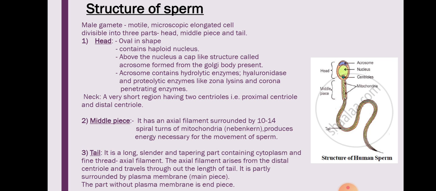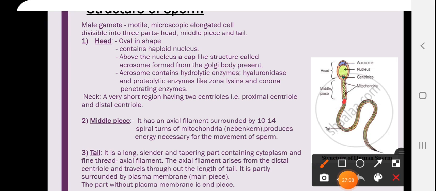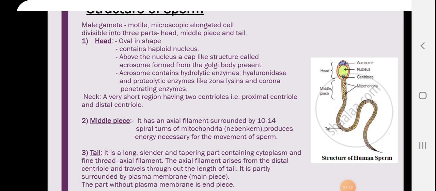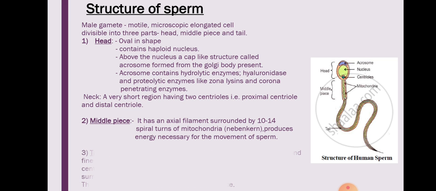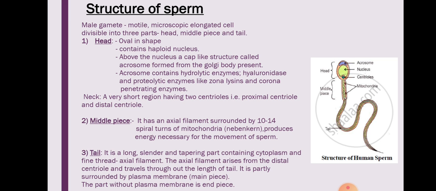The tail is a long, slender, tapering part, with cytoplasm and a thread-like axial filament. Passing through this middle region, there is this axial filament, and surrounding it is cytoplasm. And at the tip of the sperm, there is the end piece which doesn't have a plasma membrane. Only the axial filament can be seen. So this is how the male gametes look.